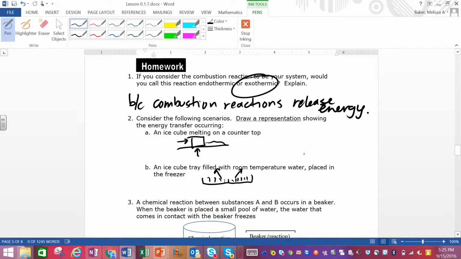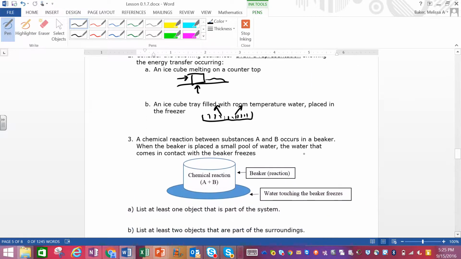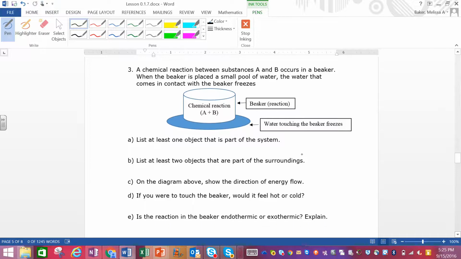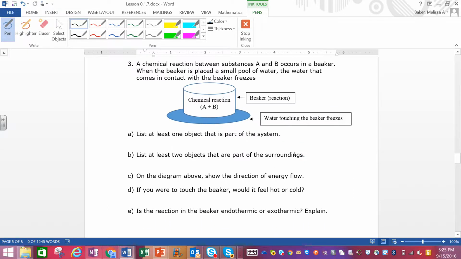Number 3, a chemical reaction between substances A and B occurs in a beaker. When the beaker is placed in a small pool of water, the water that comes in contact with the beaker freezes. List at least one object that's part of the system. Well, the system would be the chemicals here. So I'm going to say chemical A is one object.